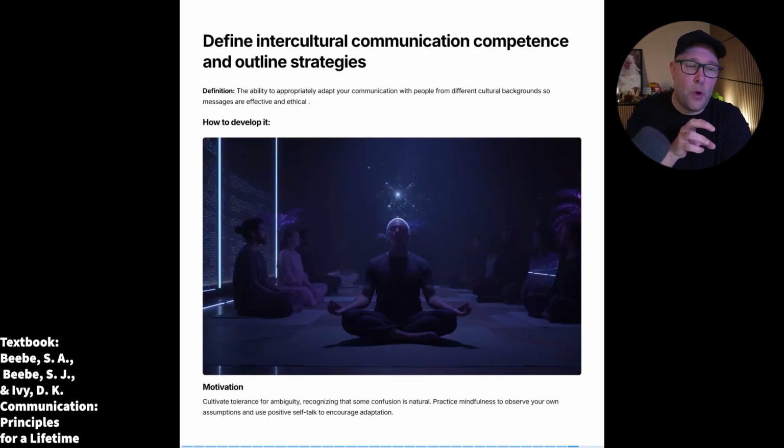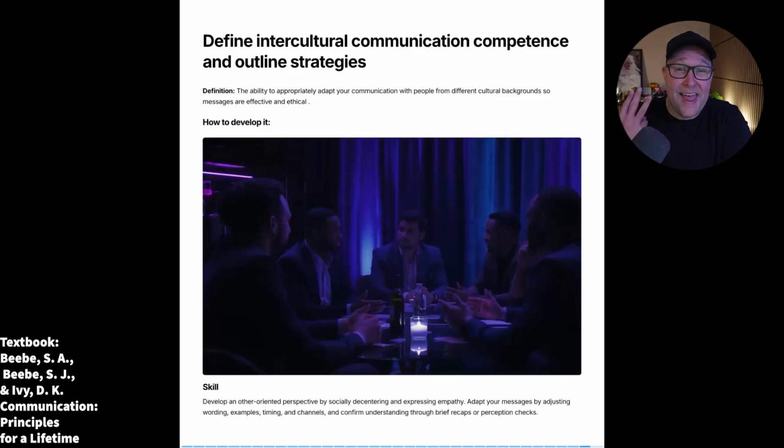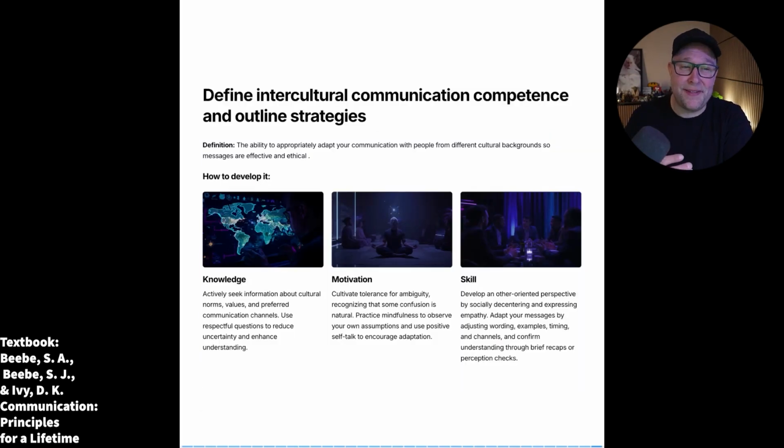Motivation is how we cultivate tolerance for ambiguity. We recognize that some confusion is natural. We practice mindfulness to observe our own assumptions and use positive self-talk to encourage adaptation. Third is skill. This is where we develop an other-oriented perspective by socially decentering and expressing empathy. We adapt our messages by adjusting wording, examples, timing, and channels, and confirm understanding through brief recaps and perception checks. Intercultural competence strategies include knowledge, motivation, and skill.